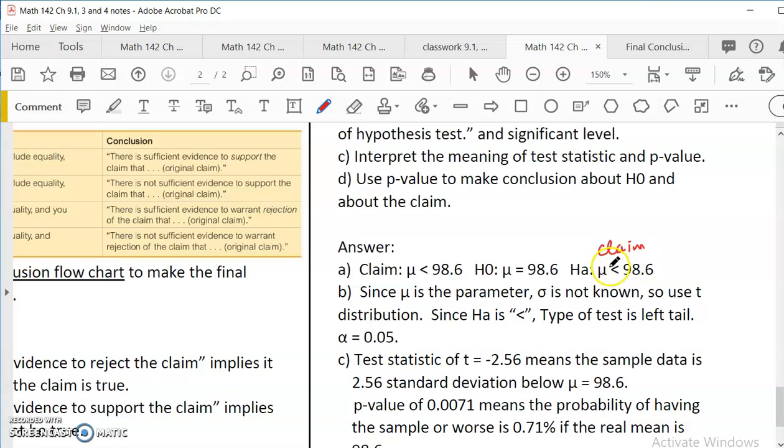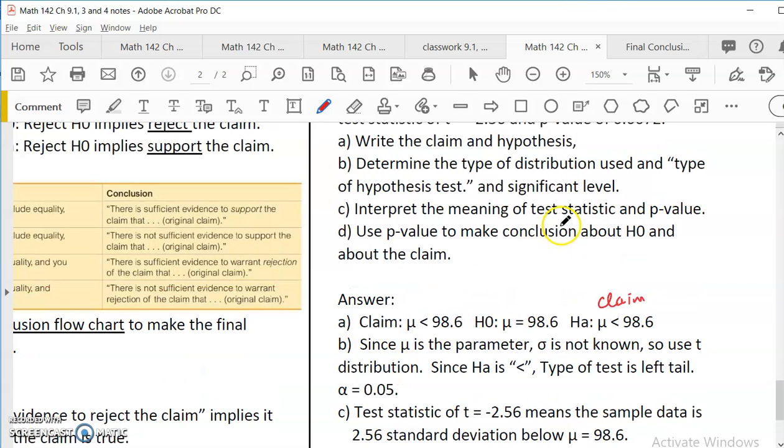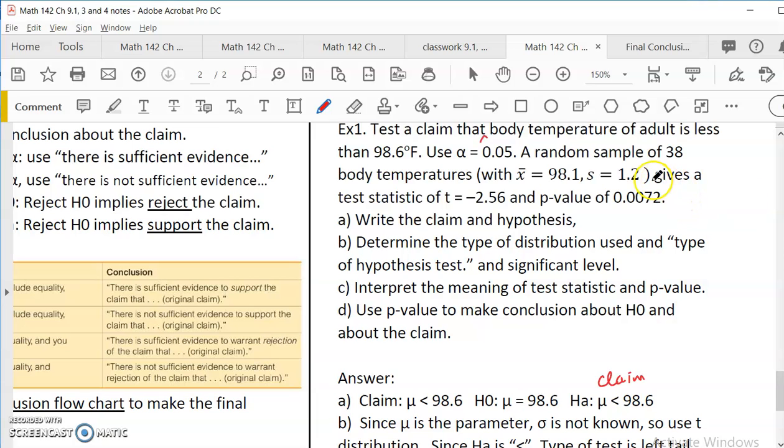So after you do this test, because your alternative hypothesis is the claim, if you see a rare event, you can support it, right? So you're wanting to see a rare event of rejecting this. So now see, do I have a rare event?